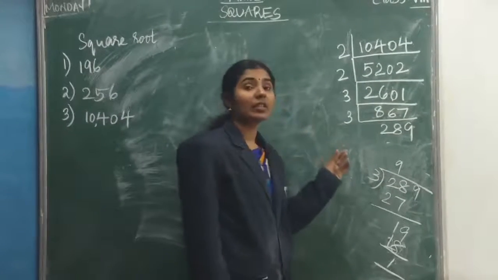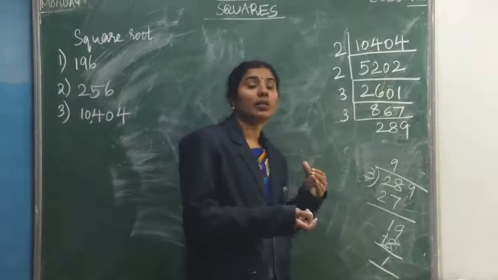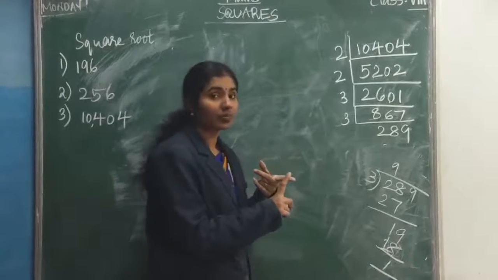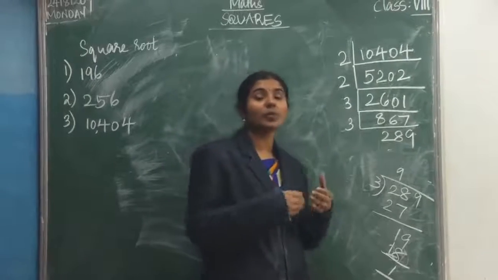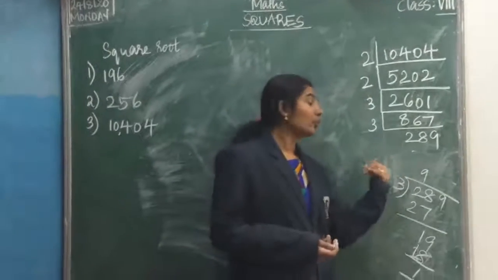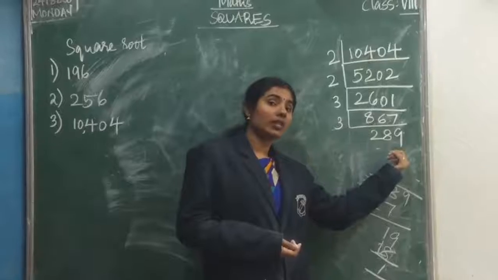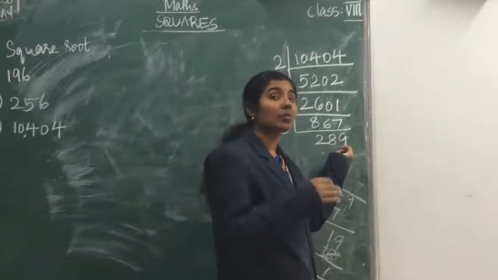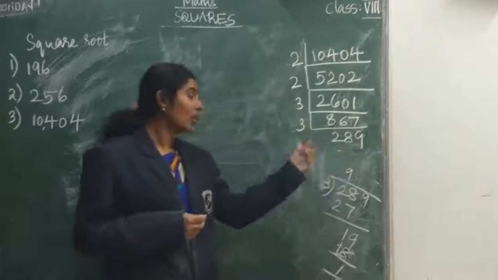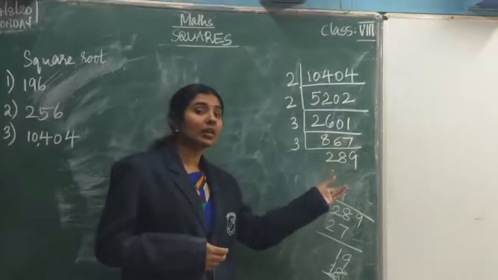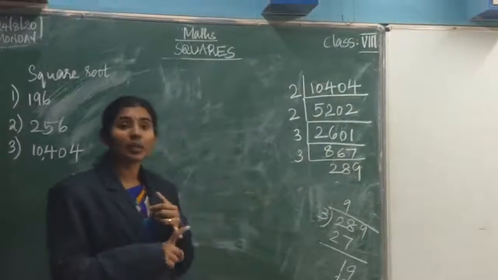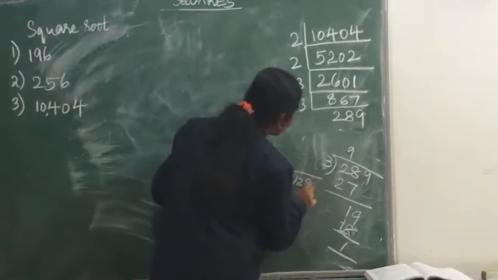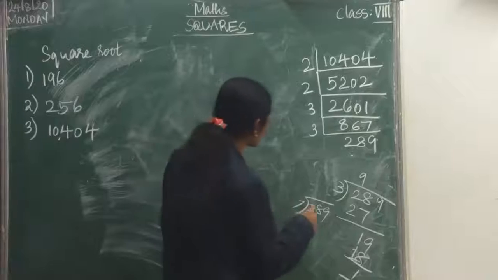Next, you try with the next prime number. What is the next prime number? 5. But with 5 you can't divide the number. Any number whose units digit is 0 or 5, that number only we can divide by 5. So 289 you can't divide by 5. So the next prime number, what is that? 7. So check whether you can divide 289 by 7 or not.